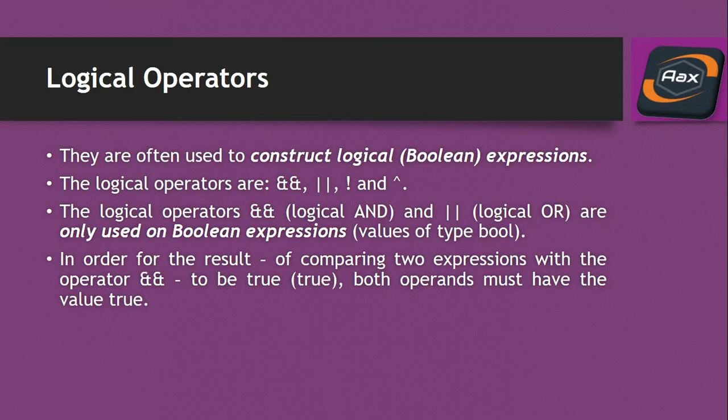If you are using the logical AND operator in order to get a true result, both operands must have the same value, which is true. If you are using the OR operator to get a true result, either of the operands must have the value true. If you are using the logical OR operator in order to get a false result, both of the operands must have the value false. If we are using the logical AND operator in order to get a false result, either of the operands must have the value false.